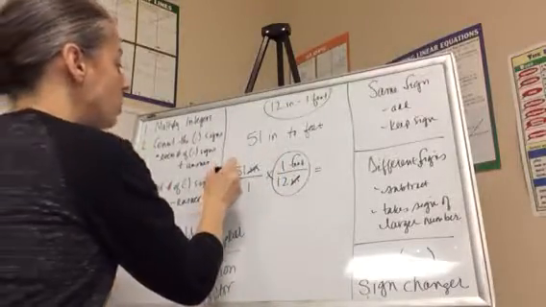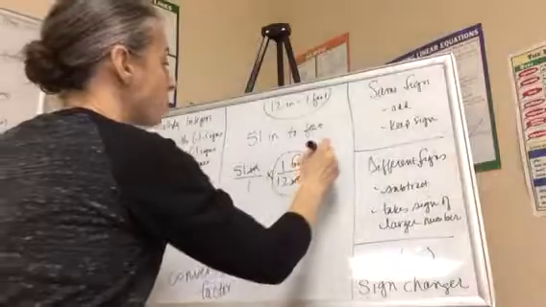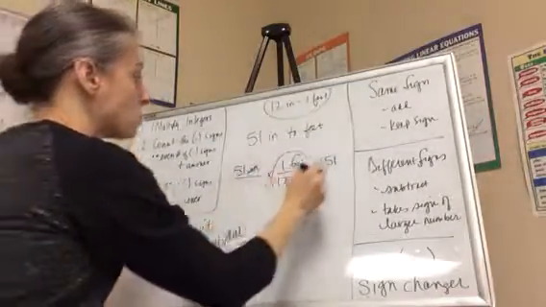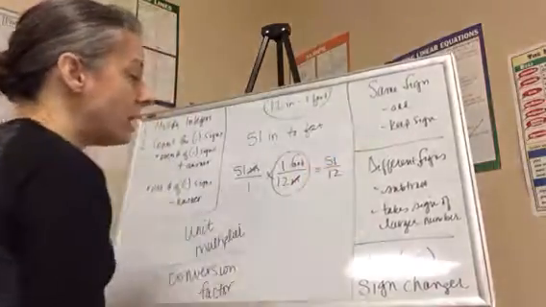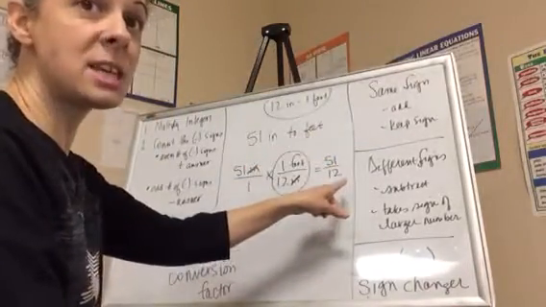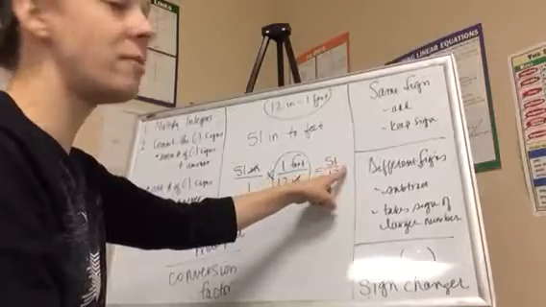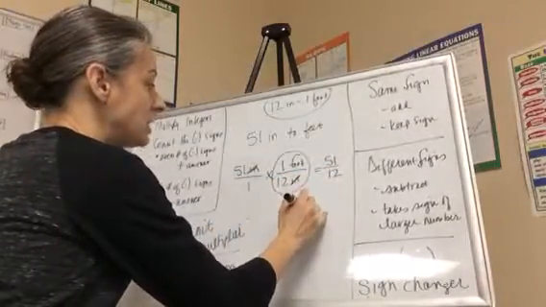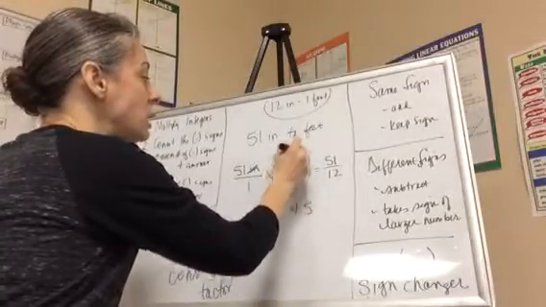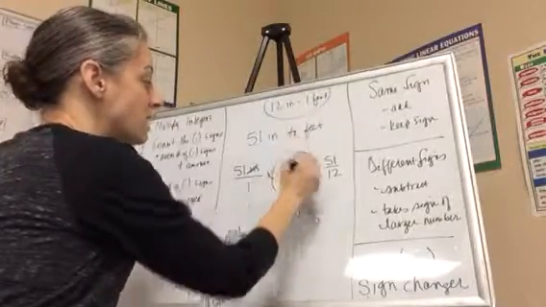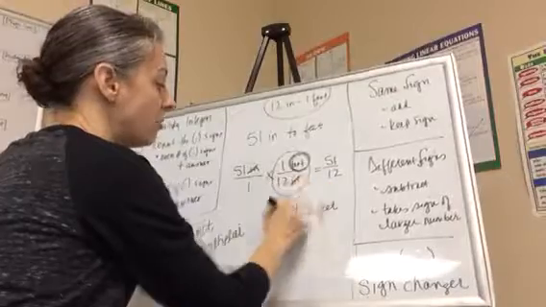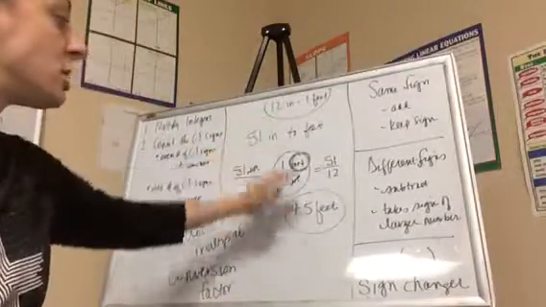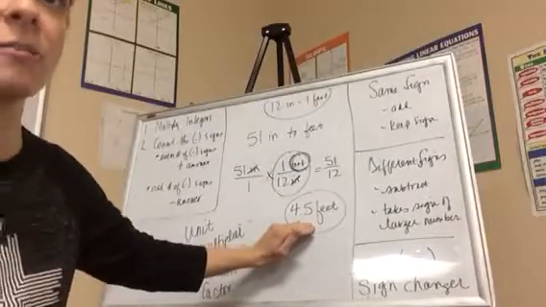Now I multiply numerators. 51 times 1 is 51. And I multiply denominators. 1 times 12 is 12. Now I use my calculator to say what is 51 divided by 12, and I find that it's 4.5. And the only unit of measurement left in my problem is feet. So I have successfully changed 51 inches into 4.5 feet.